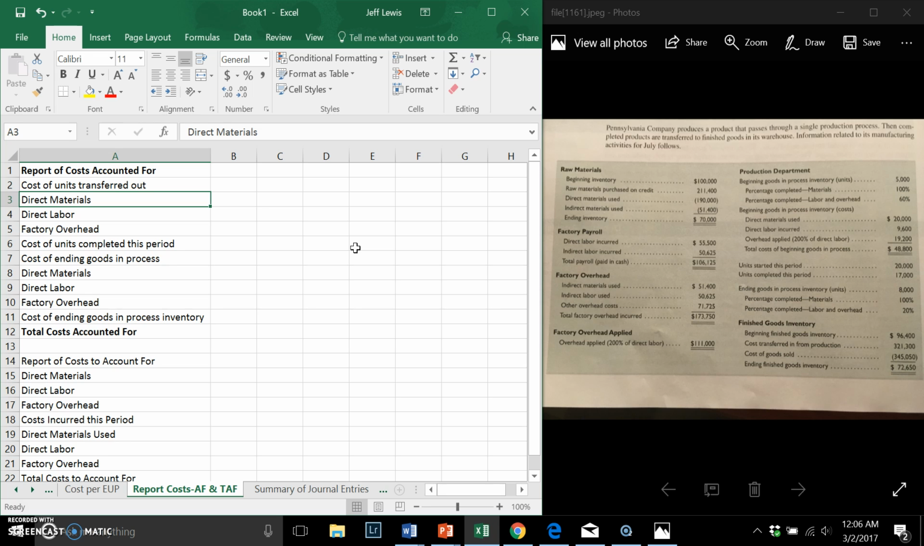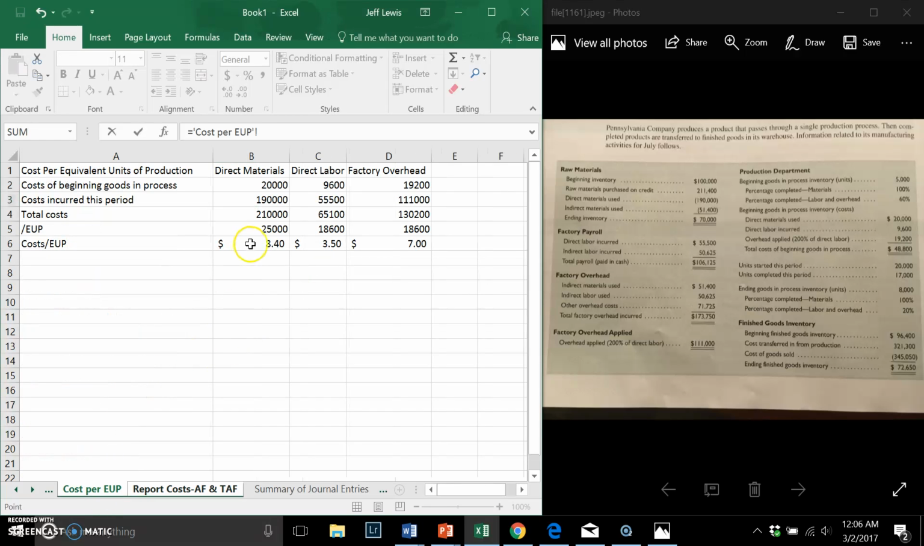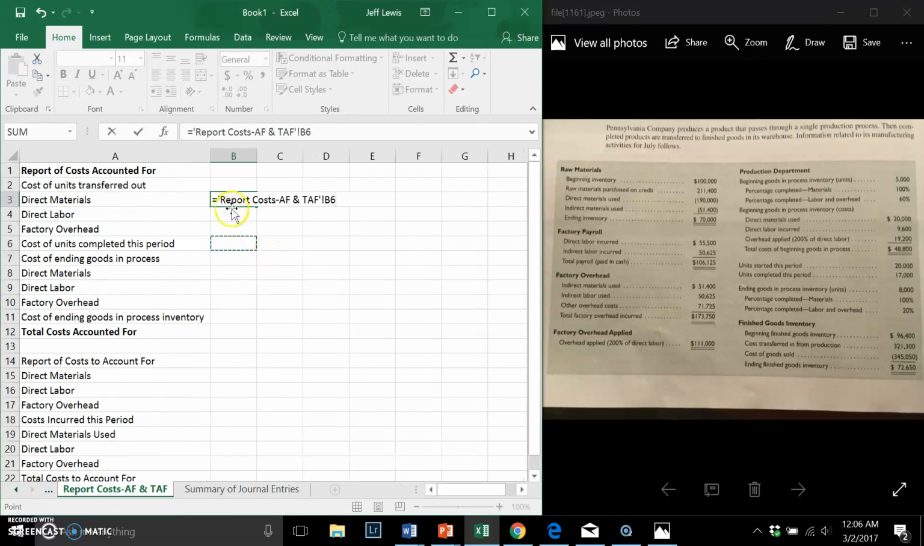So first we're going to do direct materials, and so to calculate direct materials, you take the EUPs that we calculated in the last problem. So I could click right here on the cost per EUP for direct materials, or I could just write in 8.4 times the 17,000, which was the EUP that we have right here, the units completed this period for direct materials. Okay, awesome. Enter, and then that's what you get for that.